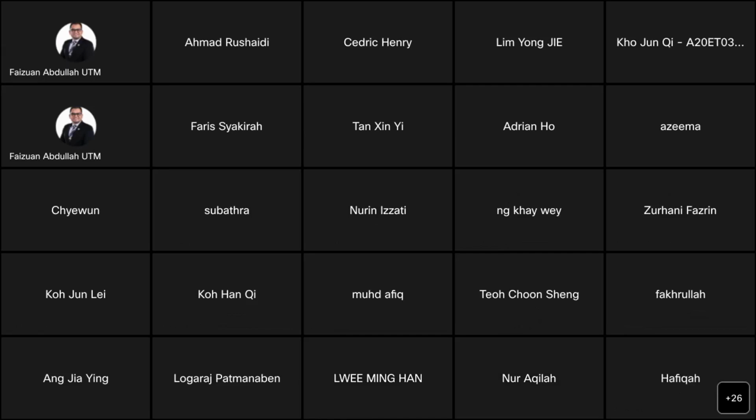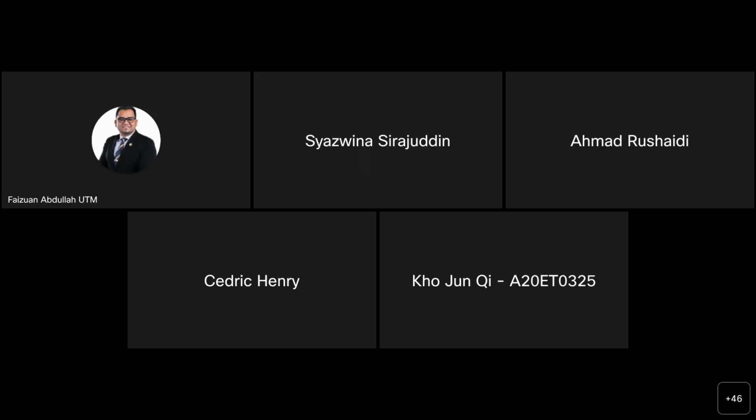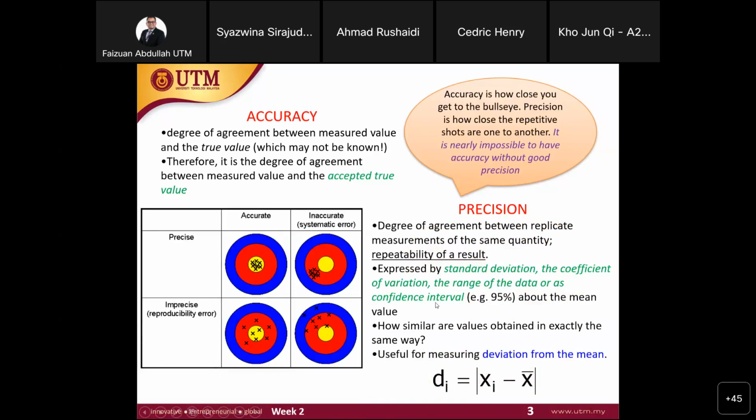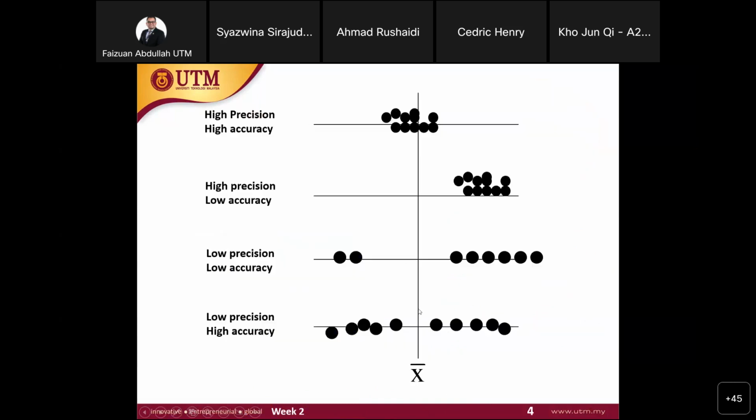Okay, let us continue. So the precision is about how close the results are to each other, and it is expressed by the standard deviation. This is another example: high precision and high accuracy.